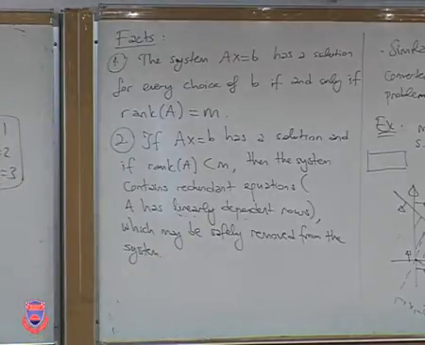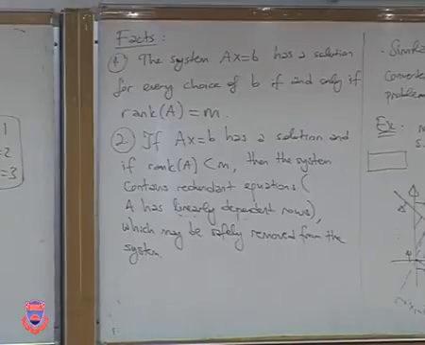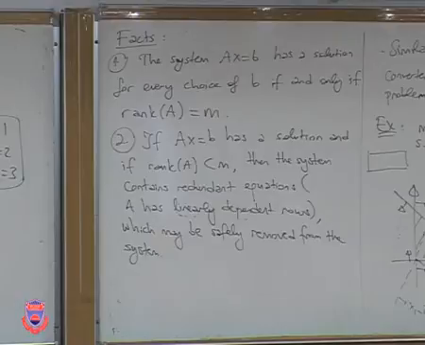So what does that mean? Suppose that Ax equals b does have a solution, but the rank of A is less than M. Okay, so what do I know? I know from the first part that that system cannot have a solution for all right-hand side vectors b. It can have a solution for certain choices of b. So in this case, there is always a redundant equation, which means that there's always a linearly dependent row, and I can simply safely remove it from the system without changing the solution.